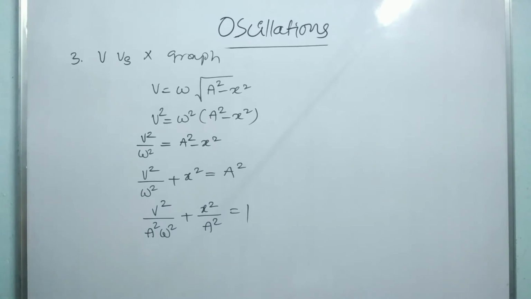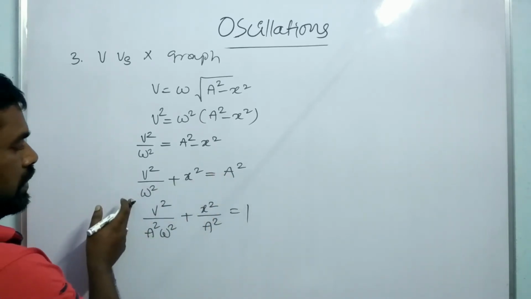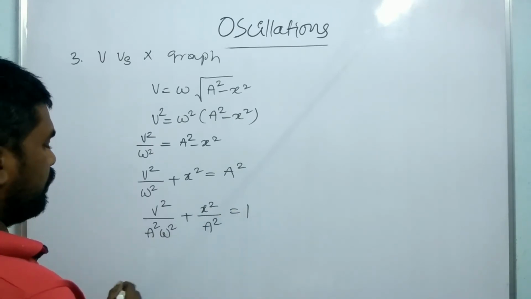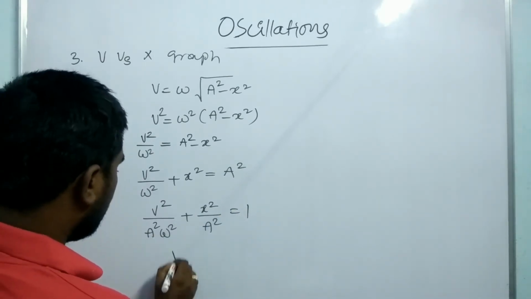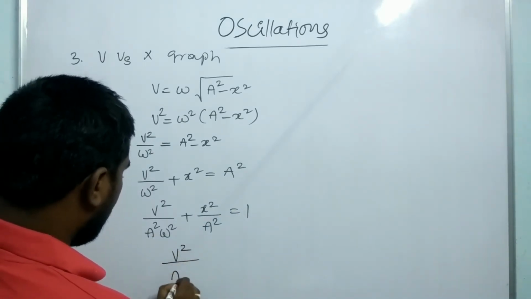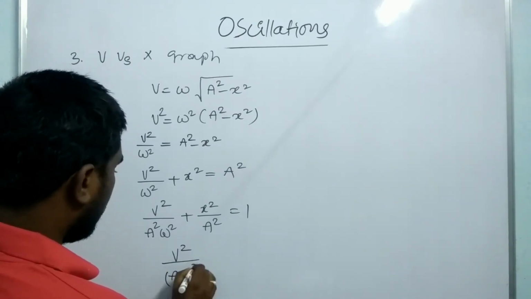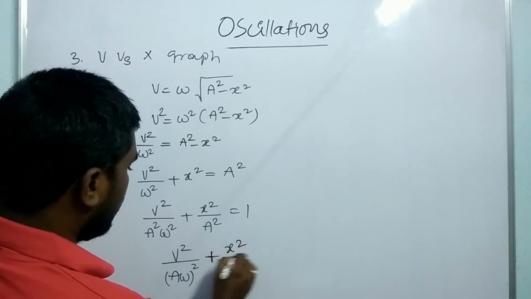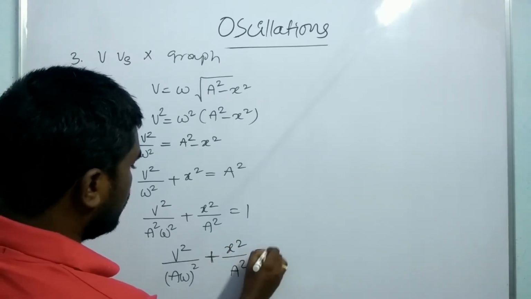So okay, this a square becomes this side: a square omega square x square by a square equals 1 here. So now we have to write that v square by a omega whole square plus x square by a square is equal to 1.